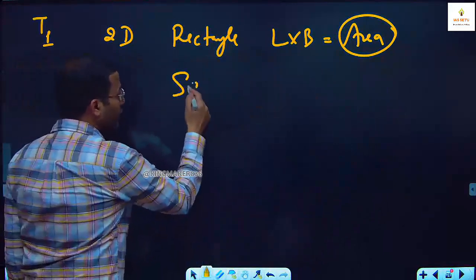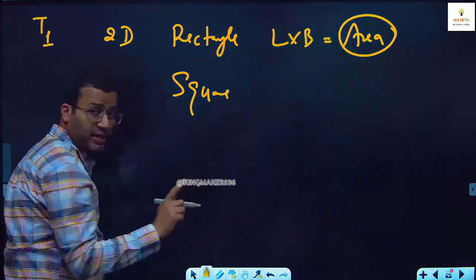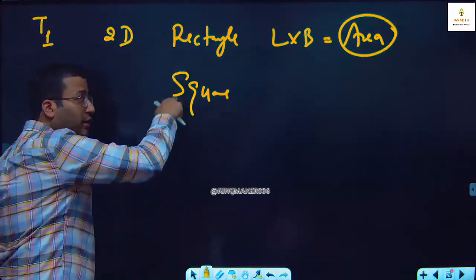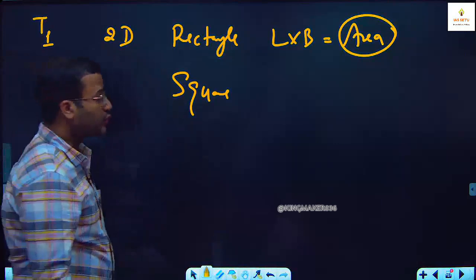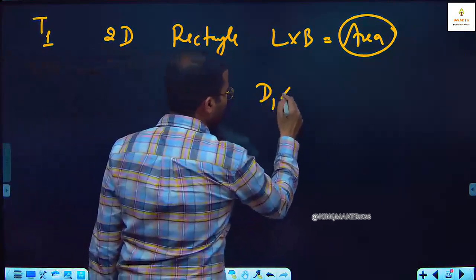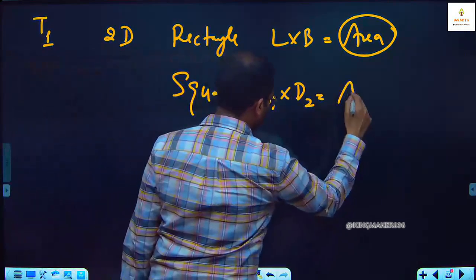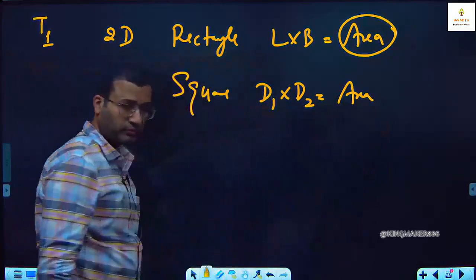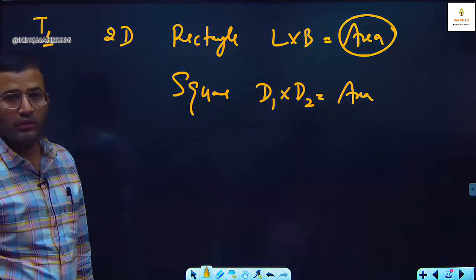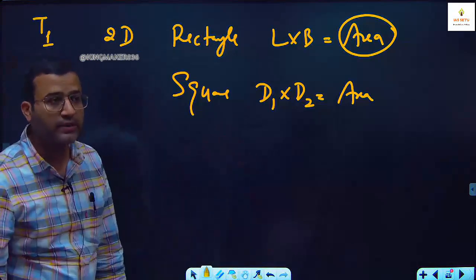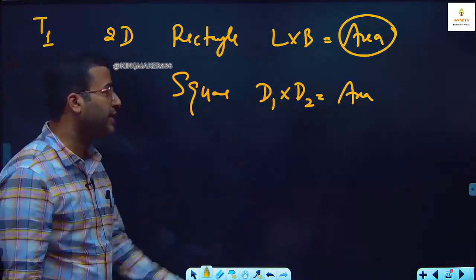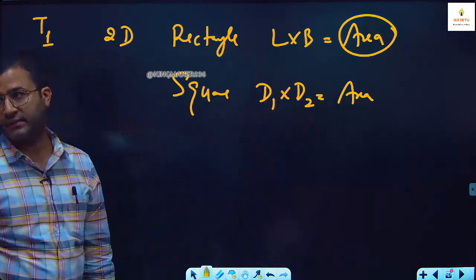It can be square. That M. Tyra has given different formulas for rectangle and square, but I will not give them. What is the area of a square? First dimension into second dimension is equal to area. The question will be like: one dimension of a square is increased by 20%. What will be the effect on the second dimension so that the area remains the same?